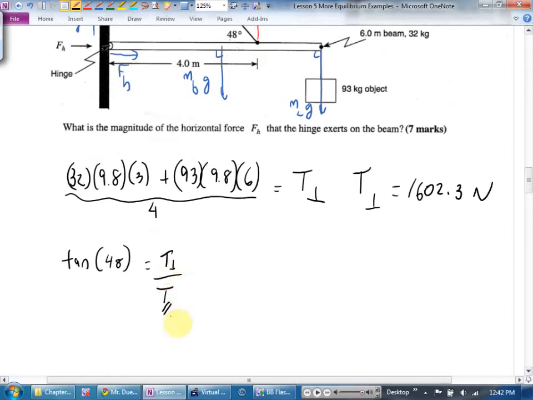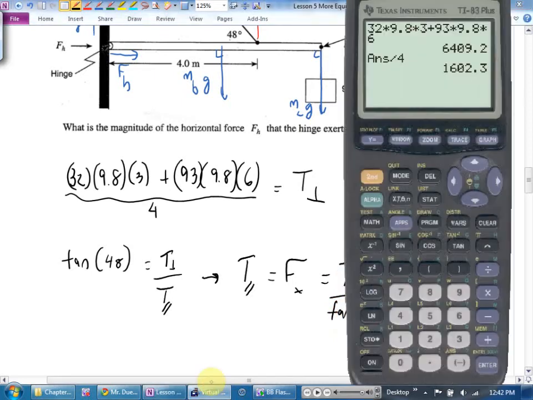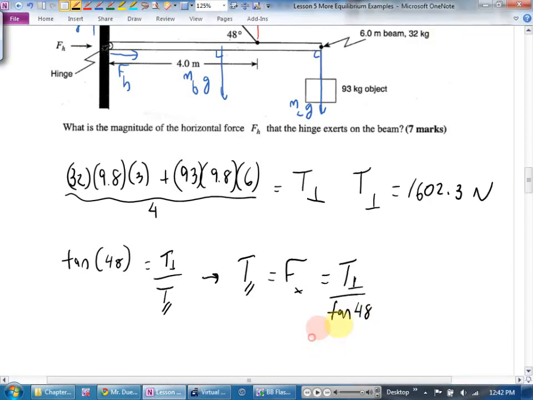Tension parallel, which equals Fx, is going to be perpendicular divided by tan 48. And conveniently, I have perpendicular on my calculator, divided by tan 48. And I get 1442.3, ooh, sig figs, 1440 newtons.